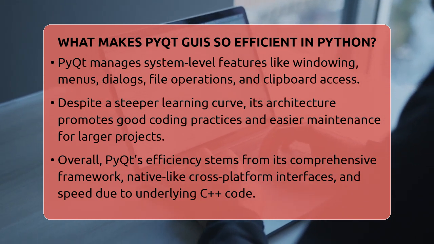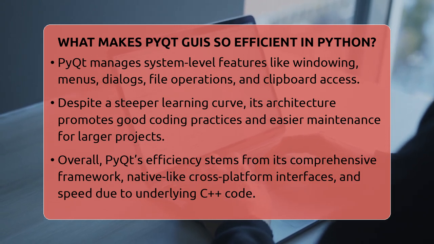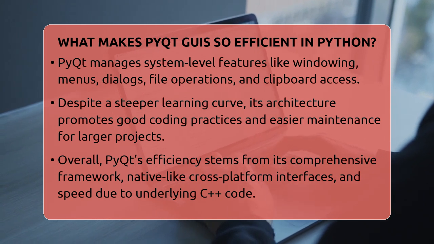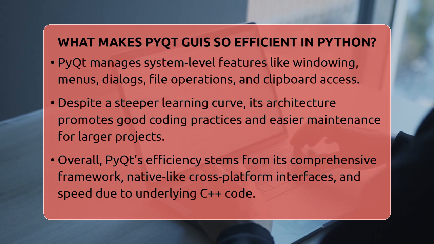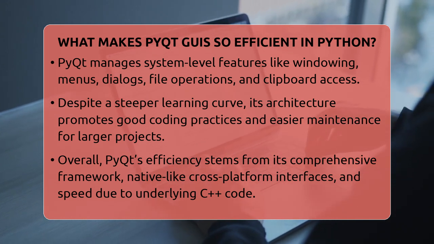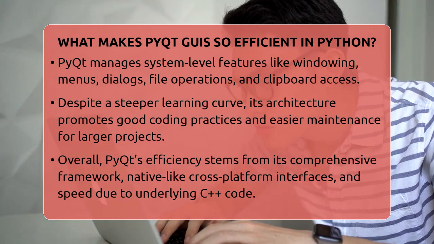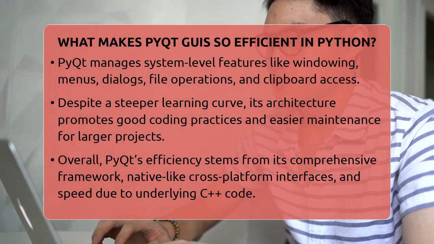In summary, PyQt's efficiency comes from its complete, well-designed framework that automates many tasks, its ability to produce native-looking interfaces across platforms, and its speed thanks to the underlying C++ code. Combining these factors, PyQt helps you develop professional, high-performance desktop applications with less hassle and more confidence.